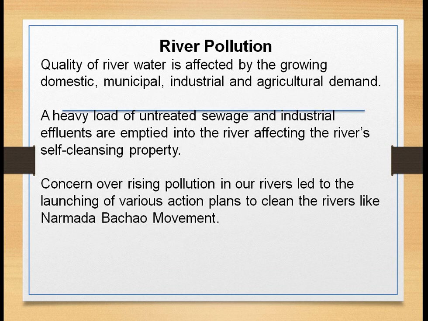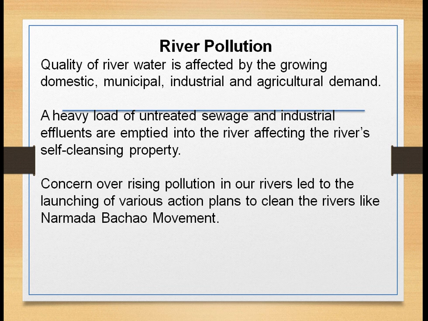Next, river pollution. Here we are seeing the quality of river water is affected by growing domestic, municipal, industrial and agricultural demand. So river pollution is a very big challenge today. A heavy load of untreated sewage and industrial effluent is emptied into the rivers, which affects the river's self-cleansing property.